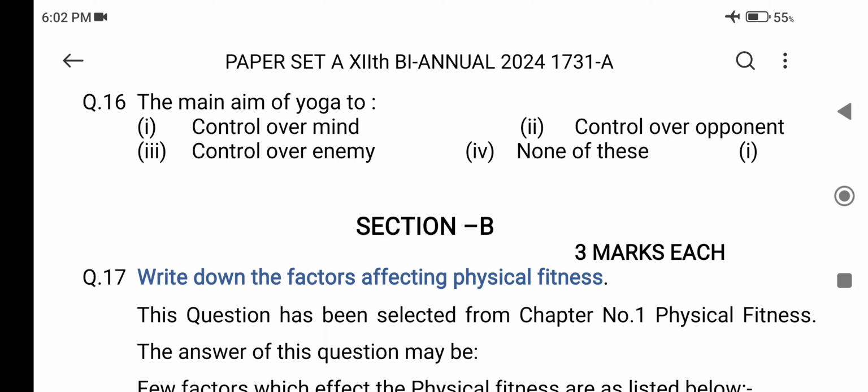Question number 16. The main aim of yoga is: option first control over mind, second control over opponent, third control over enemy, fourth none of these. Answer is option first, control over mind.